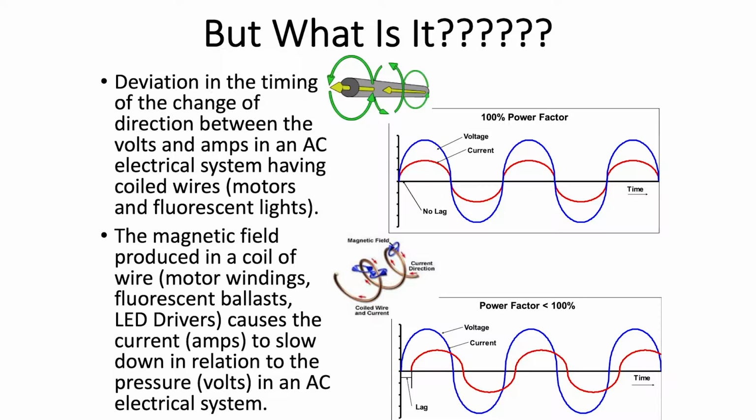The deviation in the timing of the change of direction between the volts and amps in an AC system having coiled wires like motors and fluorescent lights. Still, what is it? Right? I like to tell people this way. Now I've heard the analogies. The next slide is the analogies people use. You know, foam and beer and a horse pulling a cart down a track and all kinds of things.